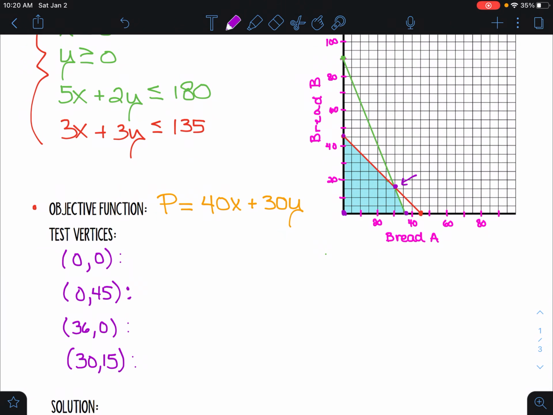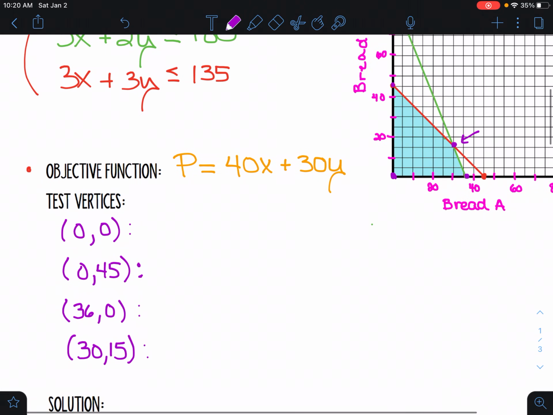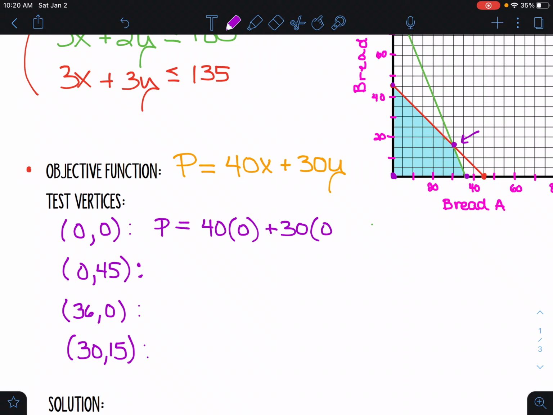Okay, so I'm going to just test these and figure out what I get. If I start with this one, I'm going to go 40 times 0 plus 30 times 0. And that is going to give me, obviously, if I don't sell any batches of either of the breads, a profit of $0. So that should make some sense.